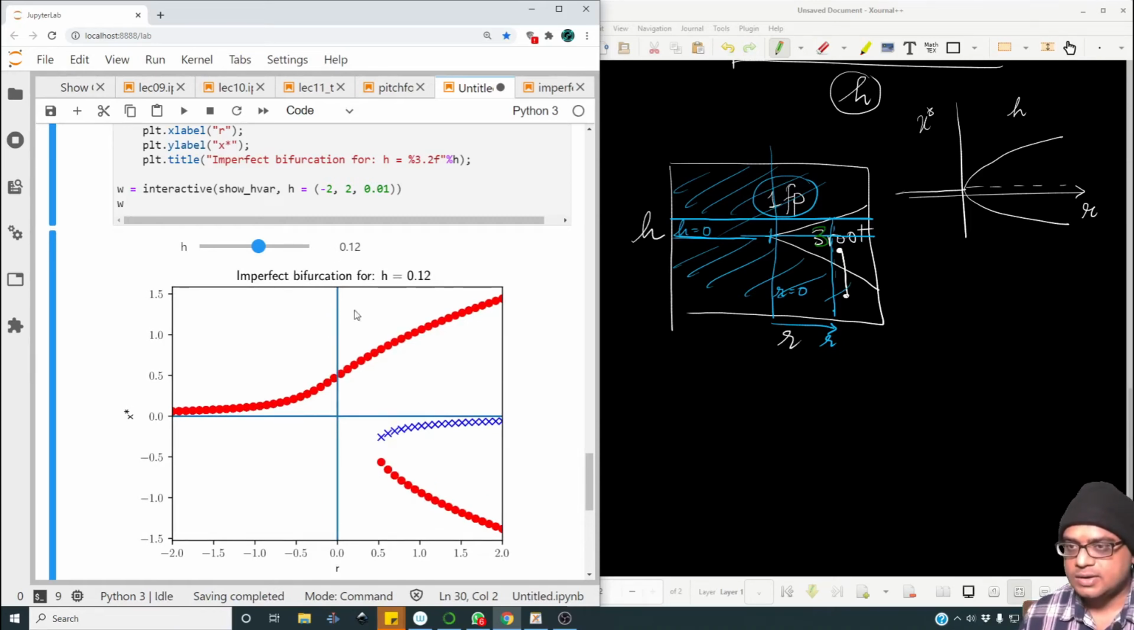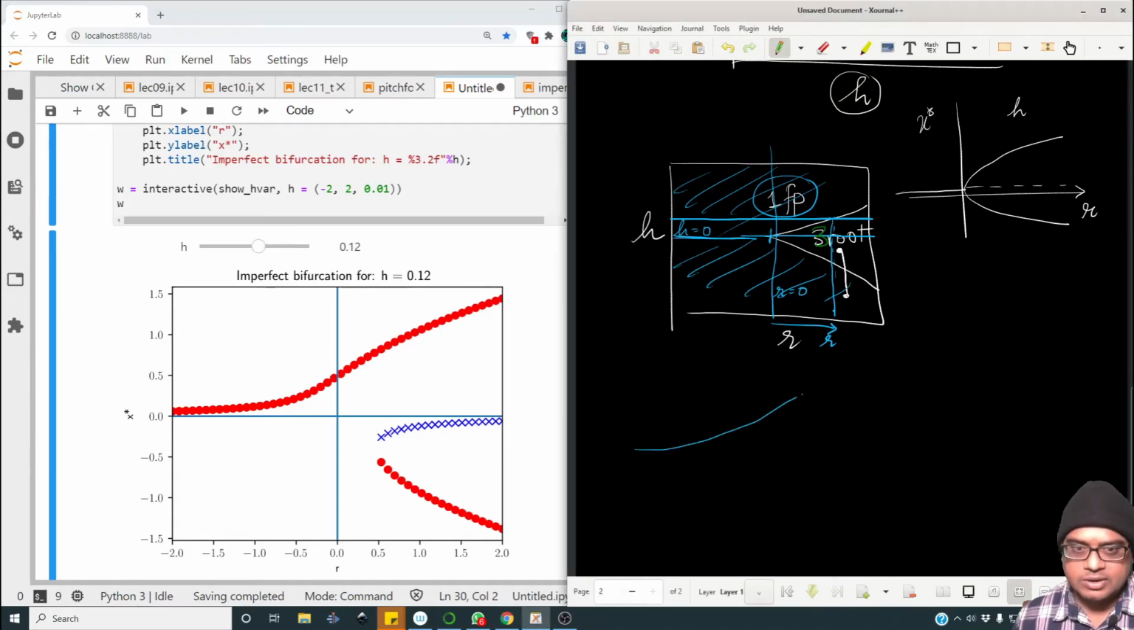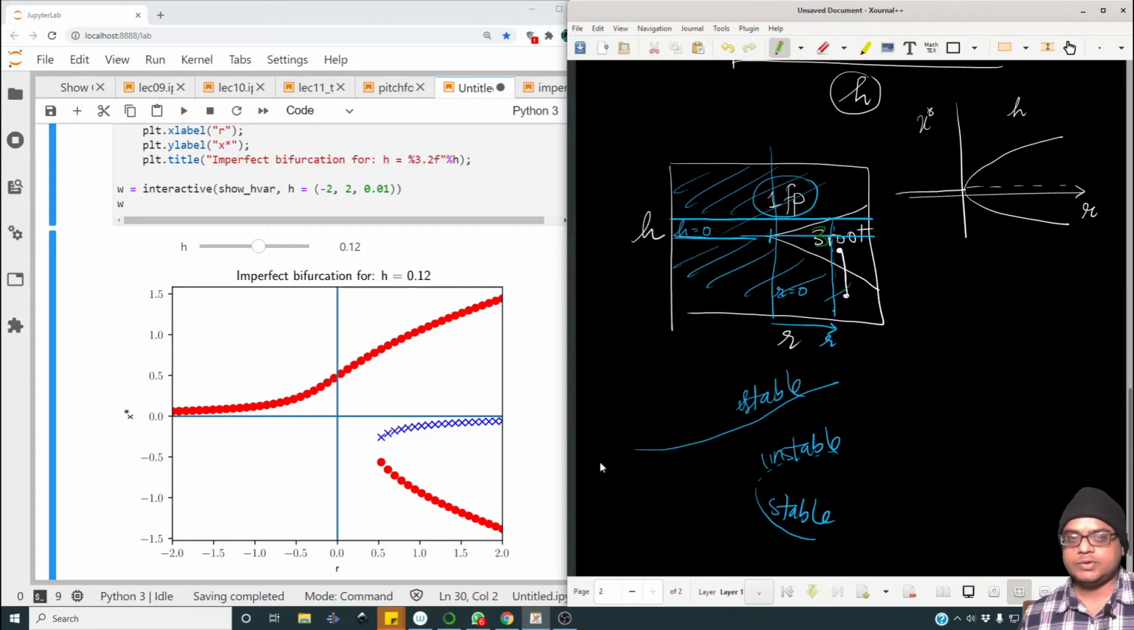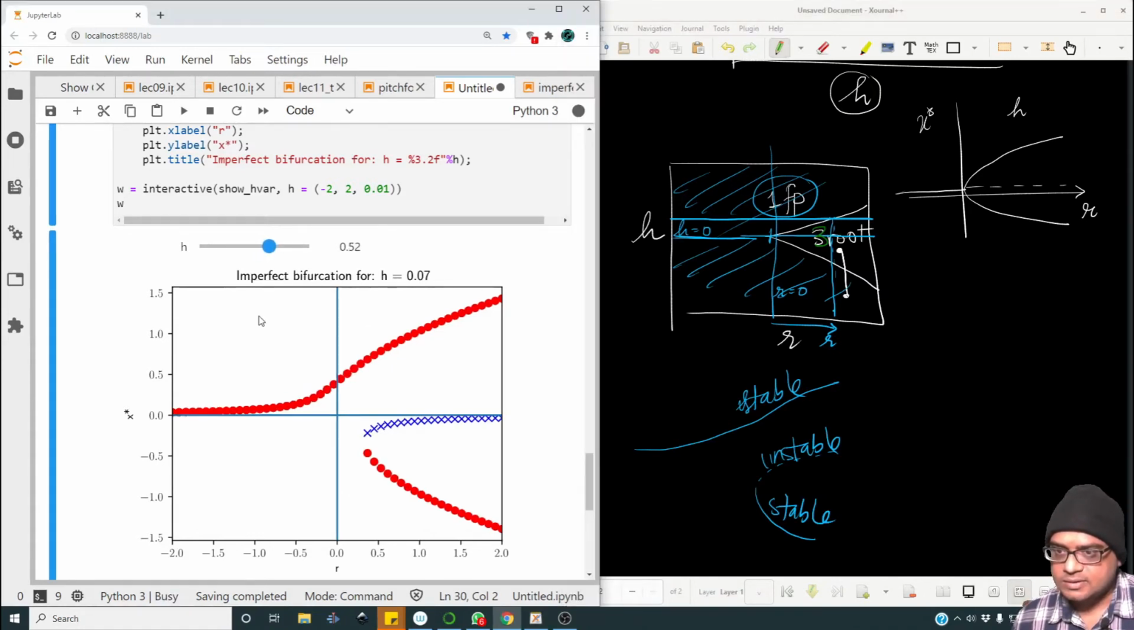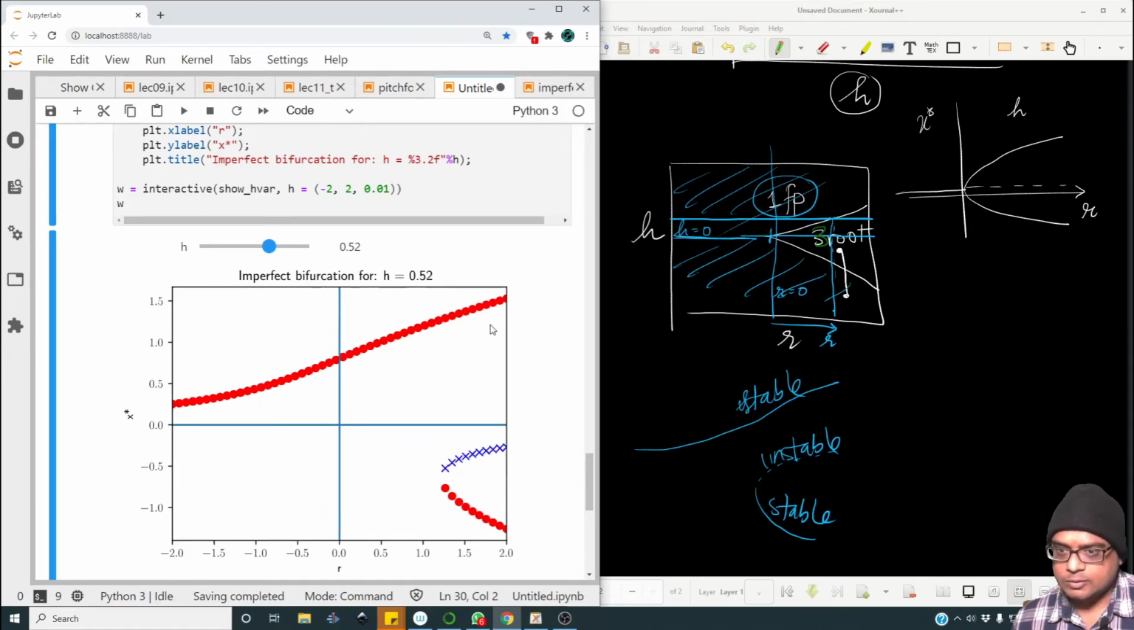Okay, so we see that for a larger value of r, we have only one root, and then we have three roots, out of which the upper branch is still stable. There is an unstable branch and a stable branch. So this is unstable and this is stable. Okay, so this is how the three roots look like. All right, so now when we keep increasing, this is how it looks.